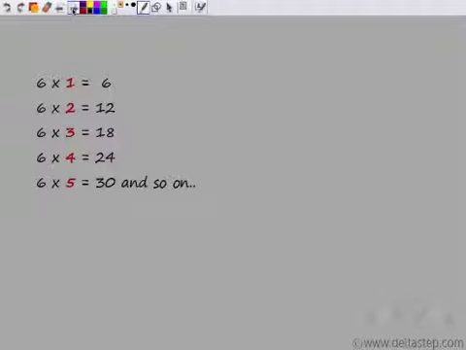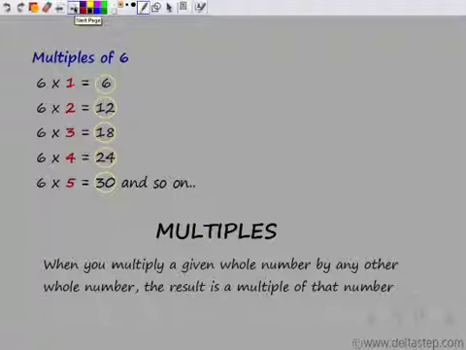He can keep adding more pieces to it. So all these numbers, 6, 12, 18, 24, 30, are called multiples of 6. Why are they called multiples of 6? Because I'm multiplying 6 with any number to get this number. So if a number is multiplied by a whole number, then I get a multiple of that number. So 6 multiplied by 1, 6. Similarly, 6 times 4 gives me 24. So all these are multiples of 6.